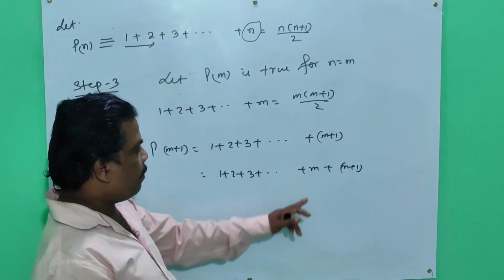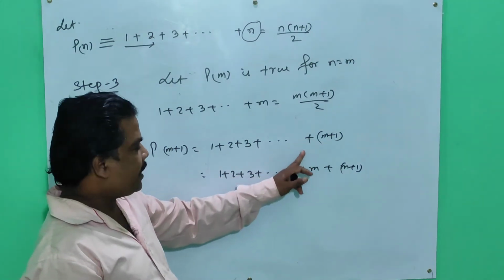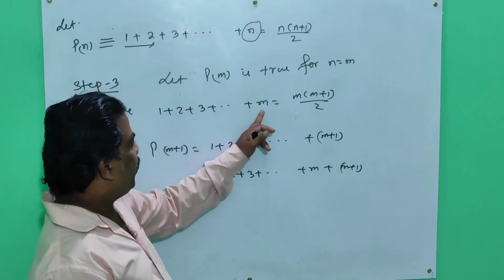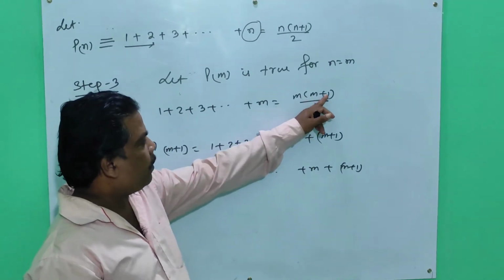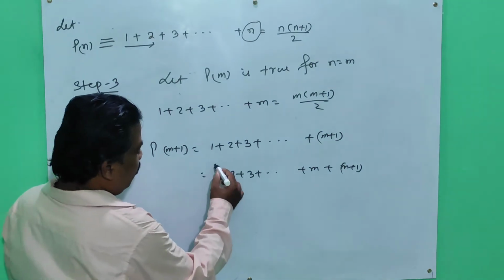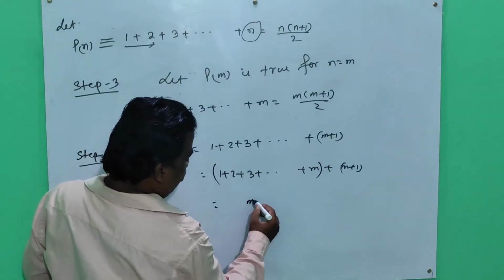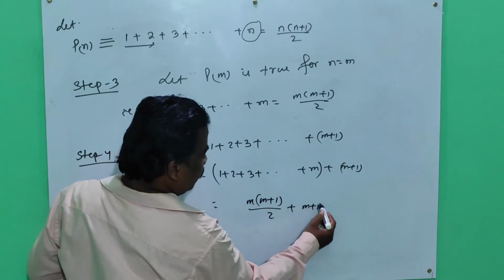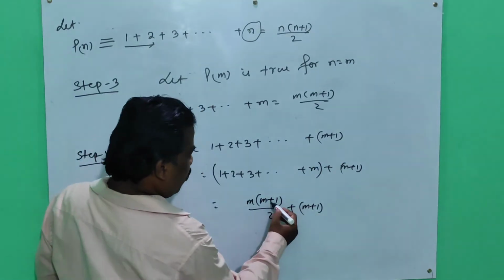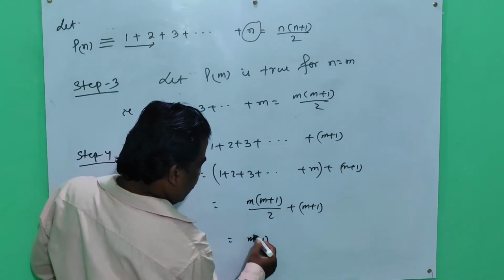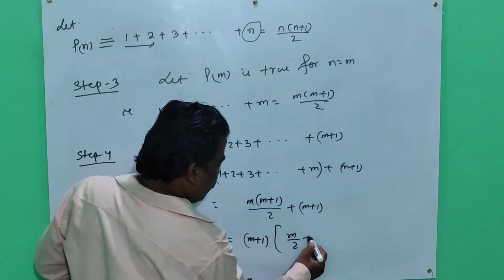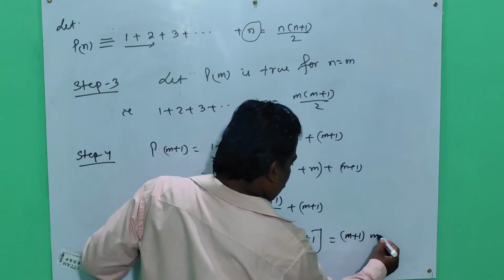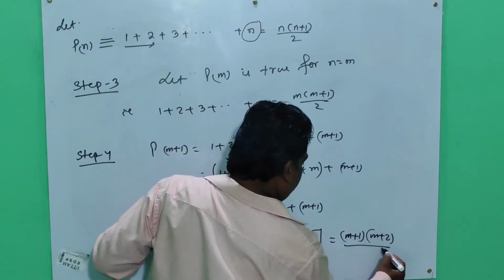So now this is the m plus 1 term and this is the mth term. Up to 1 to m terms, we know the sum is m into (m plus 1) by 2. So in place of 1 to m, we write m into (m plus 1) by 2 plus (m plus 1). Now taking m plus 1 as a factor, that is equal to (m plus 1) into (m by 2 plus 1), that is equal to (m plus 1) into (m plus 2) by 2.